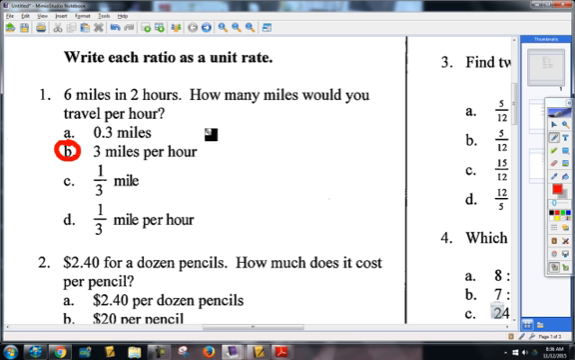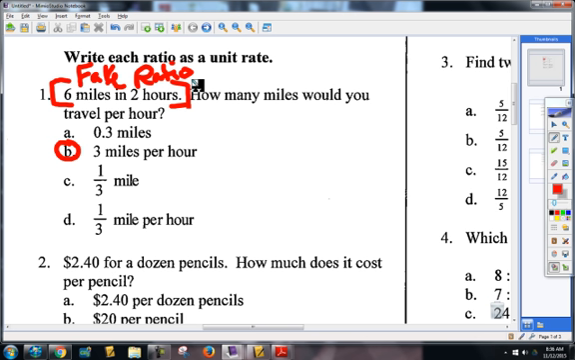Now, 6 miles in 2 hours. What would I call that right there? I would call that my fake ratio. Absolutely. That's just what we're basing our information on. Okay? Now, how many different unit rates are there for every ratio? 2 different unit rates for every ratio.